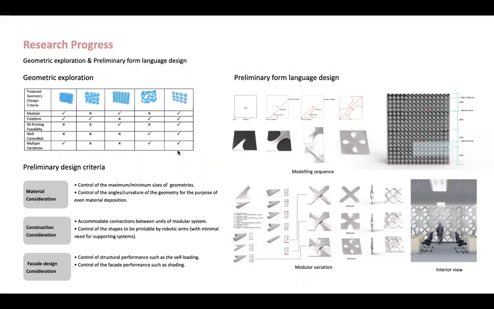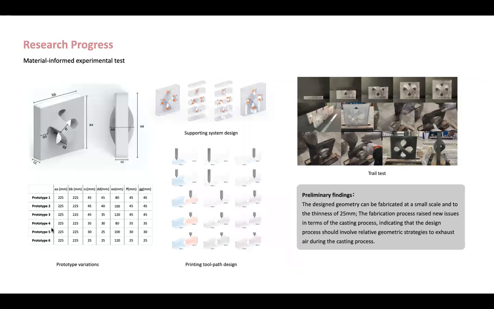The preliminary geometry exploration for the facade form language design is concluded based on the criteria concluded from the literature review and previous experiments. The form language was designed parametrically, and it provides modular variations to achieve the design criteria. This experiment was conducted to get the proper data to be the parameters to inform the initial designs.